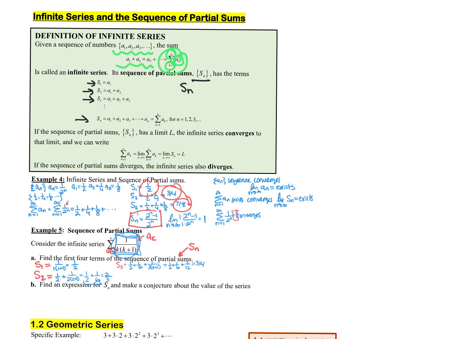And then S sub 4 will be the first 4 terms added up. So it'll be 1/2 plus 1/6 plus 1/12 plus, now at our fourth term, we'll be plugging 4 into this. So it'll be 1 over 4 times 4 plus 1, or 5. So that'll be 1 over 20. So add those up and you'll get 4/5.